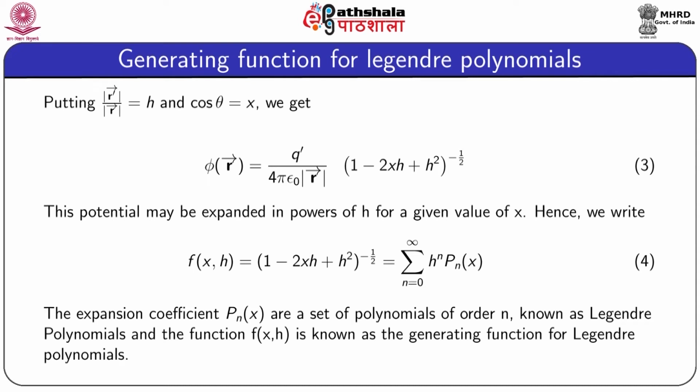You put r dash divided by r is equal to h and cos theta equal to x, and what we get is an expression 4 in the form q dash divided by 4 pi epsilon 0 mod r into 1 minus 2 x h plus h square to the power minus half. This expression, which is denoted by f x h in expression 5, is the generating function for the Legendre polynomial and is given by 1 minus 2 x h plus h square to the power minus half, which is equal to summation n equal to 0 to infinity h to the power n P n x.